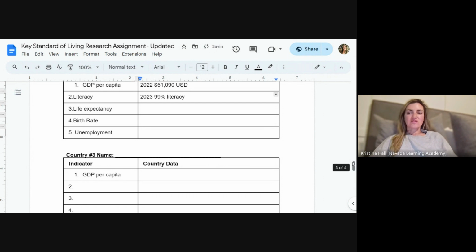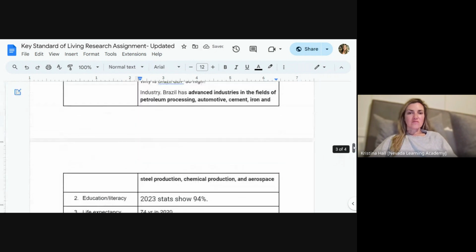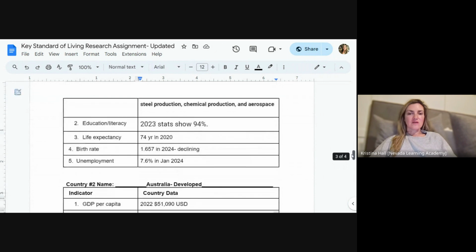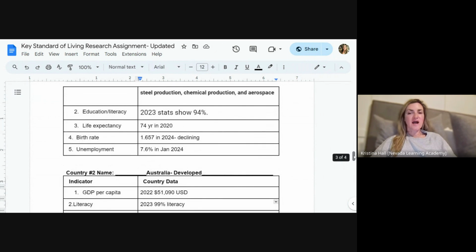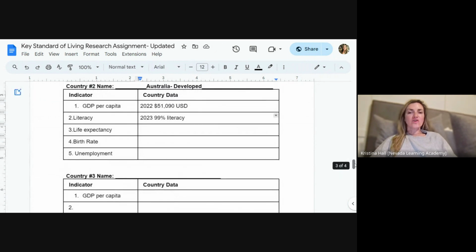Whereas in Brazil, it is 94%. So it's still pretty high, but overall in your country, 5% still matters. And you're going to see most developed nations in that 97 to 99%, really, really high. Almost everyone can read and write, at least at middle school or high school level. Okay. So you're going to do the same thing with life expectancy, birth rate, unemployment, with whatever developed country you chose.